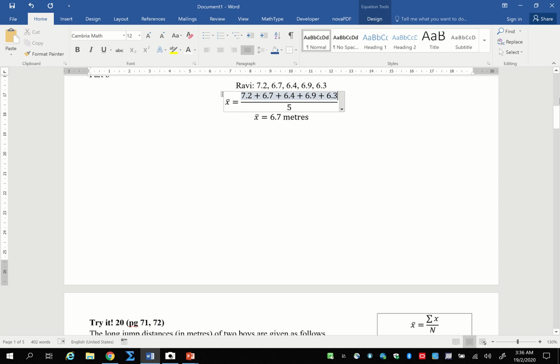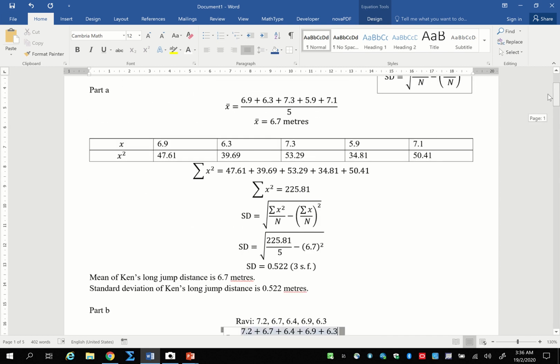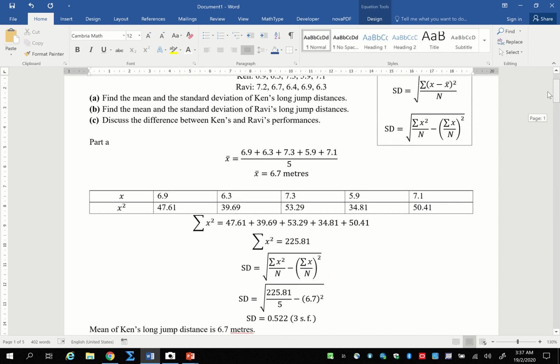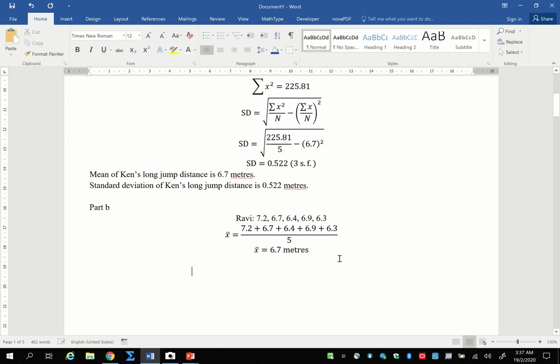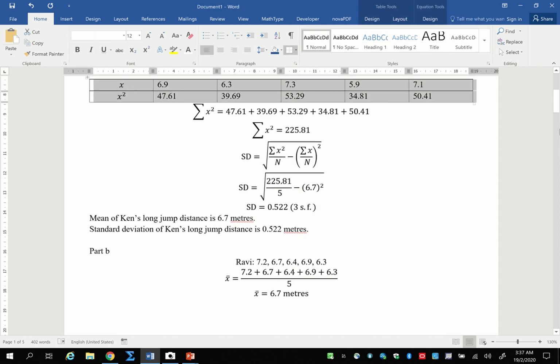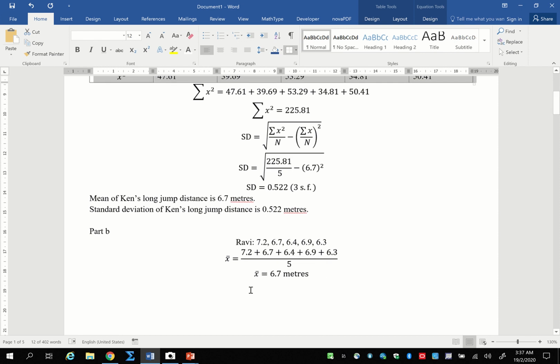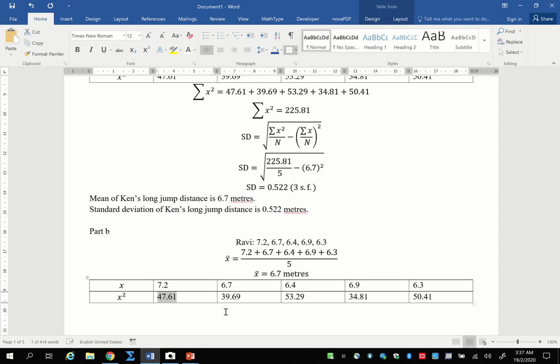Oh wow, that I really did not expect. So the mean for Ravi's jump and Ken's jump is actually the same. Let's leave it as such. For standard deviation, same thing. We will be calculating it the same way as we did for part A. I will have to change all the numbers here: 7.2, 6.7, 6.4, 6.9, 6.3.